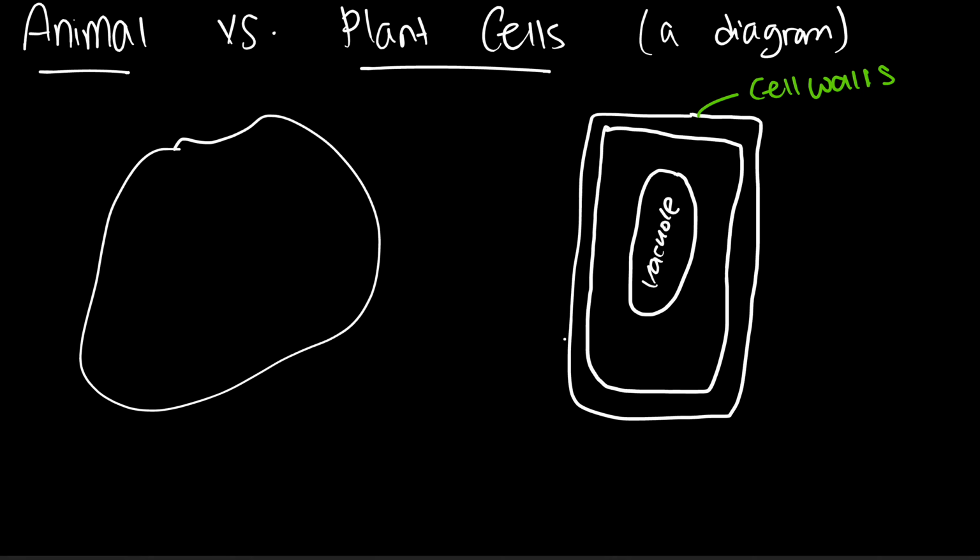Now what's a vacuole used for? A vacuole just contains cell sap, which stores a bunch of energy essentially. And actually I should have written that in green because that's unique to plants. So vacuole.